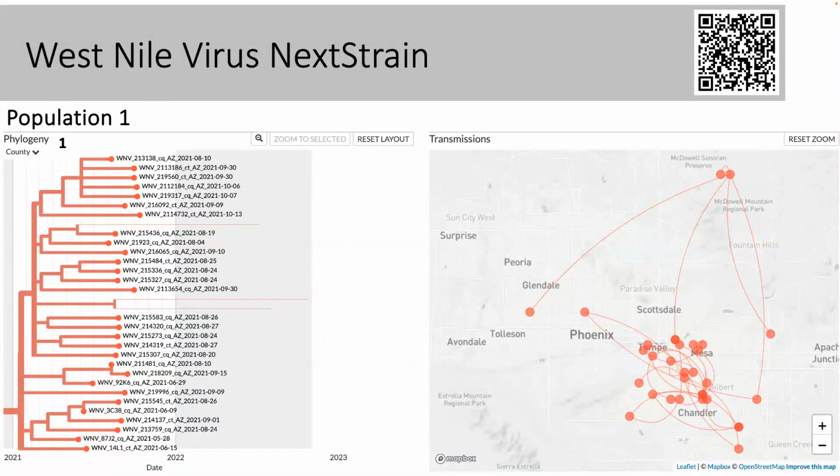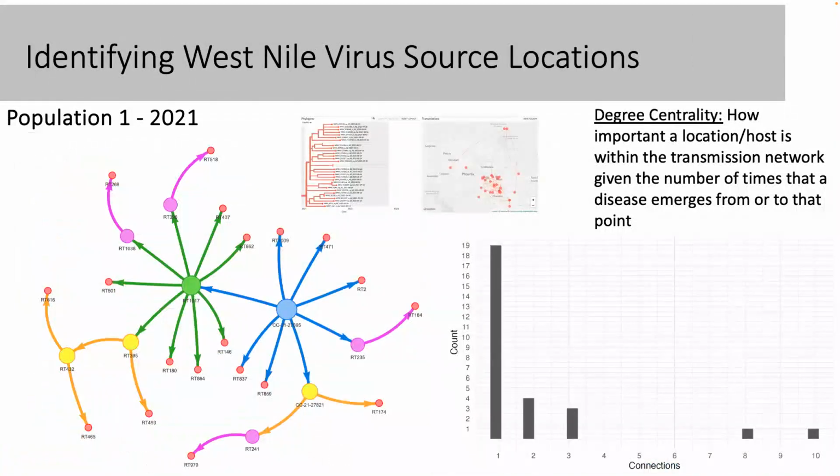And when we take this population and we perform a network analysis, we performed a degree centrality analysis, which basically just tells us what traps are connected to each other. And so how important a location or host is within the transmission network, given the number of times that a disease emerges from or to that point.